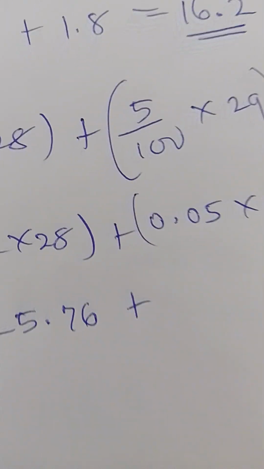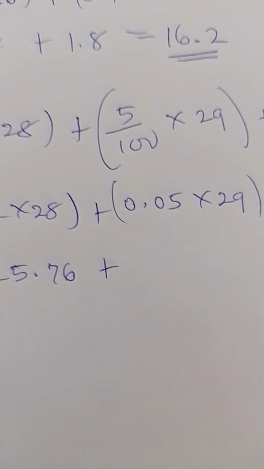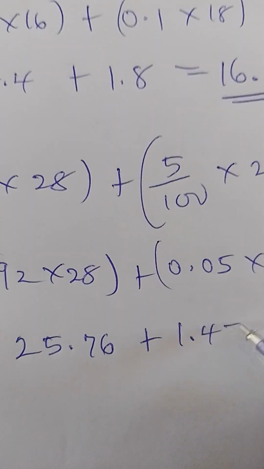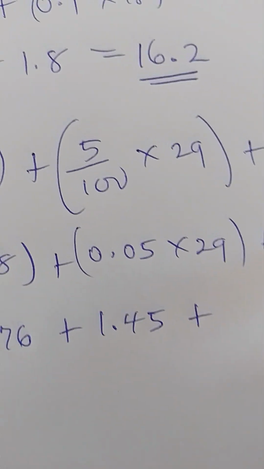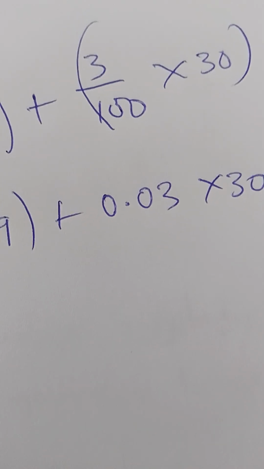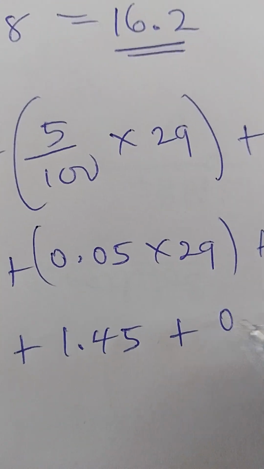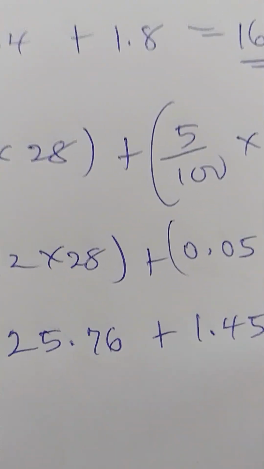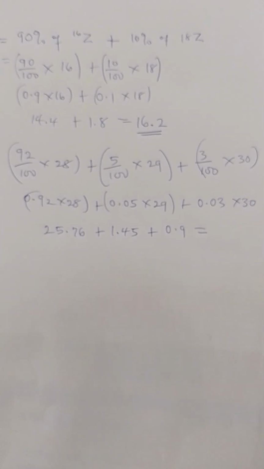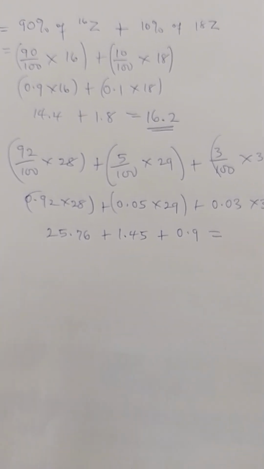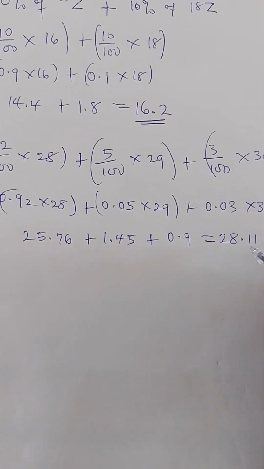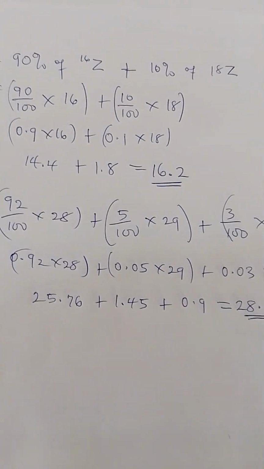25.76, plus 0.05 times 29. You punch, that will give you 1.45, plus this one, 0.03 times 30, that will give 0.9. So you sum them together. When you sum together, that gives 28.11. That's the answer.